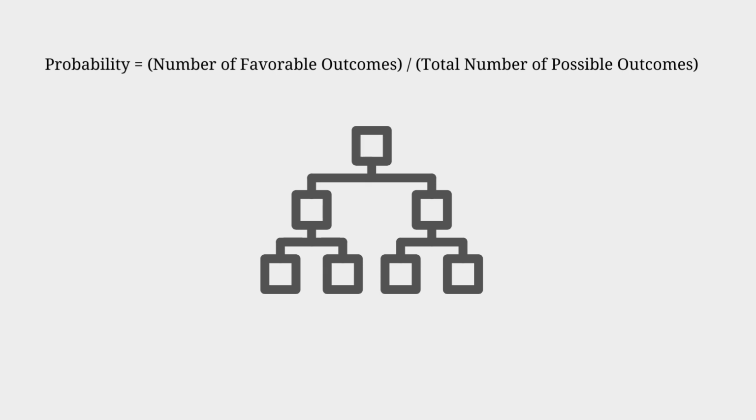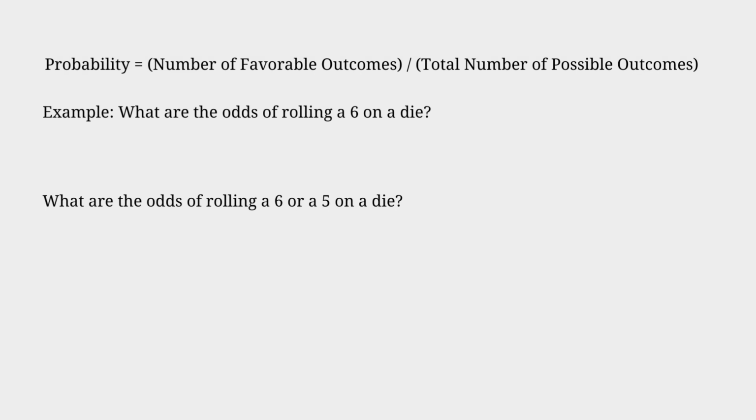Before we get started on tree diagrams, there's a few things to know about probability. The general formula of any probability is the number of favorable outcomes divided by the number of possible outcomes. To understand how probability works, we'll look at two examples involving a die.